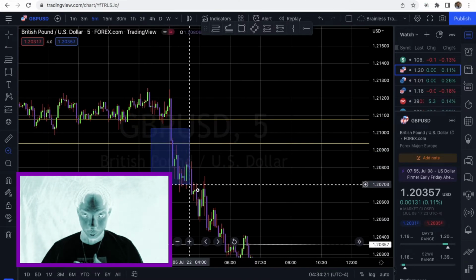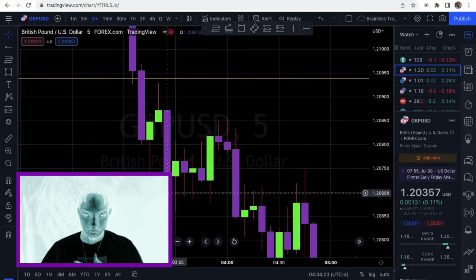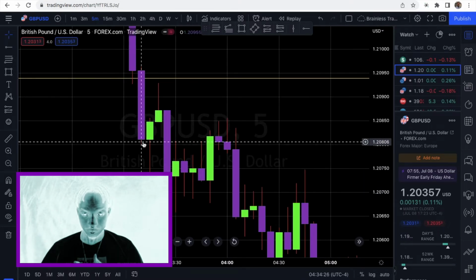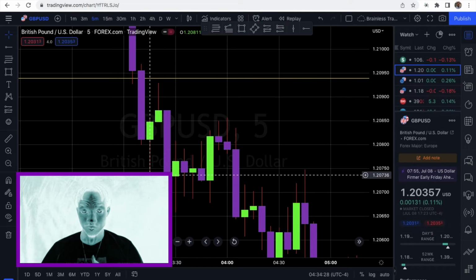So now here, within this would be the London kill zone, 3 a.m. to 5 a.m., or you could say 2 a.m. to 5 a.m.